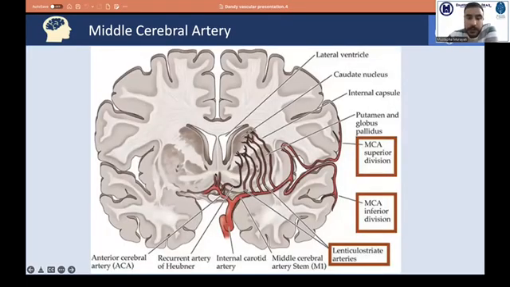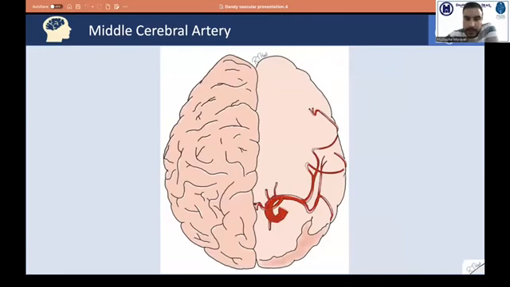One more picture. This is the coronal section. This is the left ICA. This is the M1. M1 divides into a superior division and an inferior division, or trunk. This is a superior view. This is the ICA. This is the M1 with its divisions. This is M2, M3, and M4.